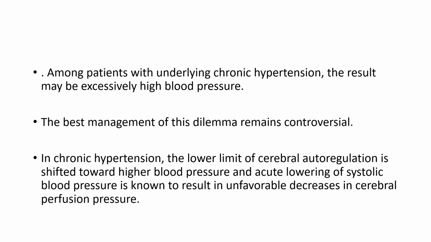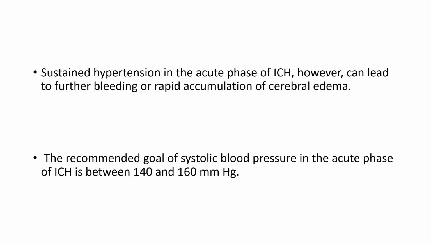In chronic hypertension, the lower limit of cerebral autoregulation is shifted towards higher blood pressure, and acute lowering of the systolic blood pressure is known to result in unfavorably decreased cerebral perfusion pressure. Sustained hypertension in the acute phase of ICH, however, can lead to further bleeding or rapid accumulation of cerebral edema. The recommended goal of systolic blood pressure in the acute phase of ICH is between 140 and 160.